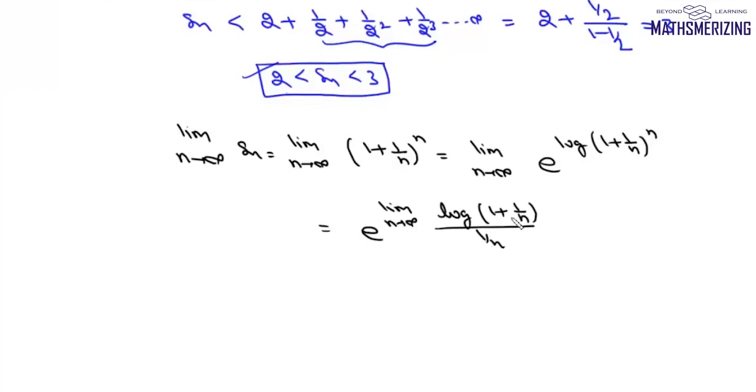Now this is the standard limit, limit of log(1 plus x) upon x, which is 1. So the limit point of the sequence is e, whose value is 2.7 something, which lies between 2 and 3.